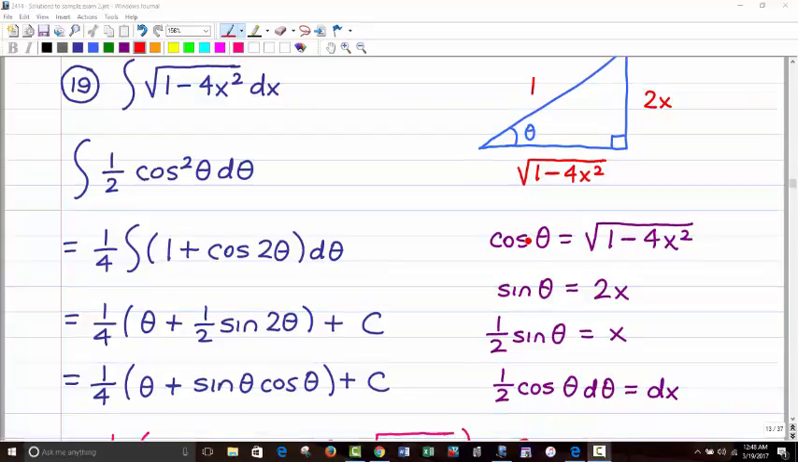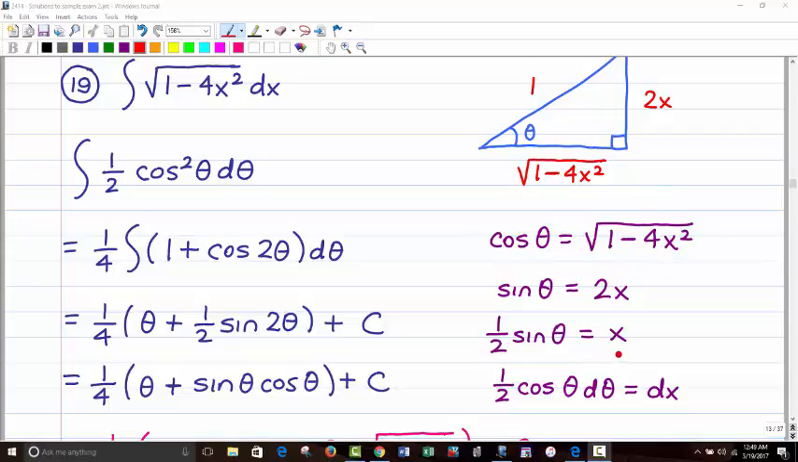So right off the bat, I can say that cosine is the radical over 1. I always want to compare the radical to wherever the constant term is. There'll always be a constant term. So adjacent over hypotenuse, cosine of theta would be the square root of 1 minus 4x squared. And sine of theta would be 2x over 1, which is 2x. And I'm doing that to solve for x. So that would make x 1/2 sine theta.